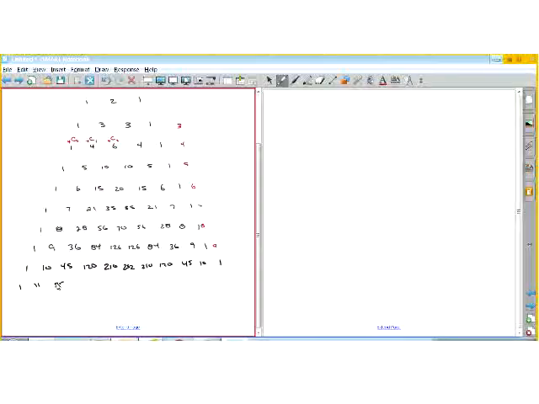Okay, then we'll finally go to 11. 11, 55. 55 is divisible by 11. 120 plus 45 is 165. So 165 is divisible by 11. Yes. 210 plus 120 is 330. Yep, that's divisible by 11.